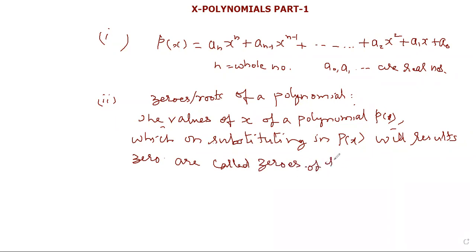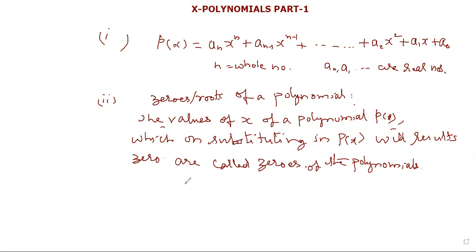Sir, zeros are also called roots, right? They are also called roots of the polynomial sometimes. Actually, roots we are using generally for equations, not for polynomials. But yes, sometimes in some books they used to write roots, so that's why you must know. Otherwise, for quadratic or cubic equations, the values which satisfy the equation are called roots.